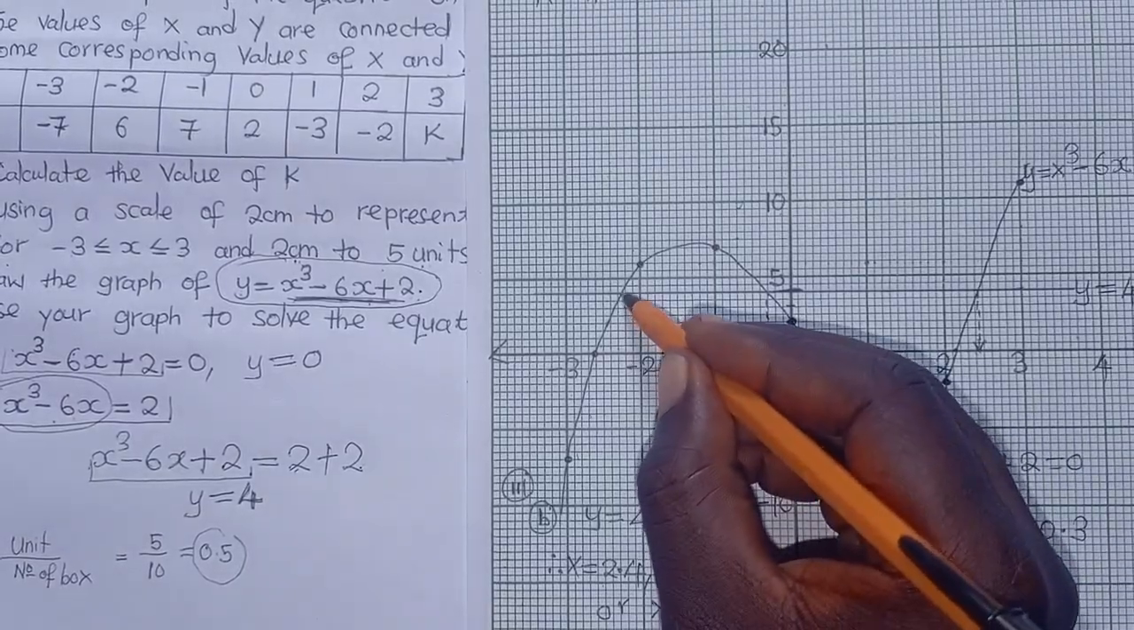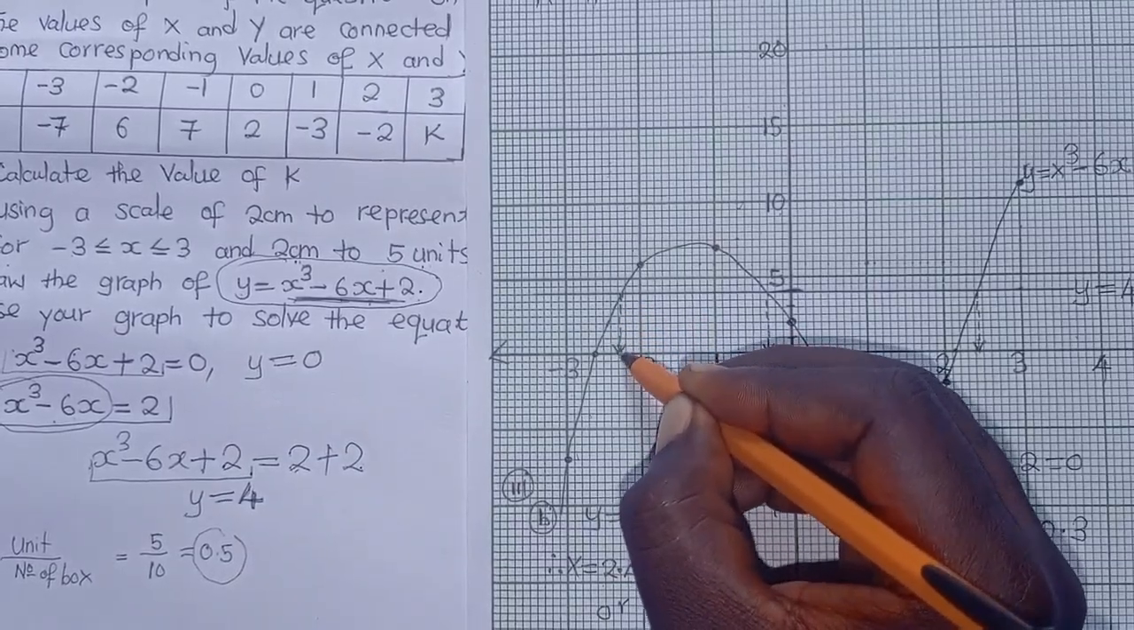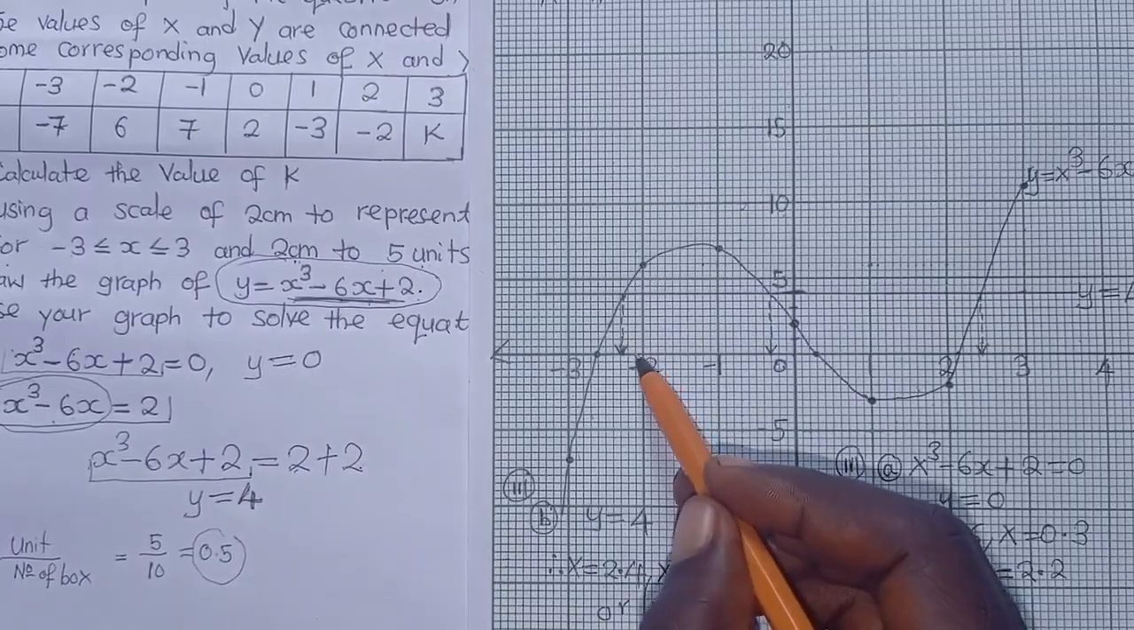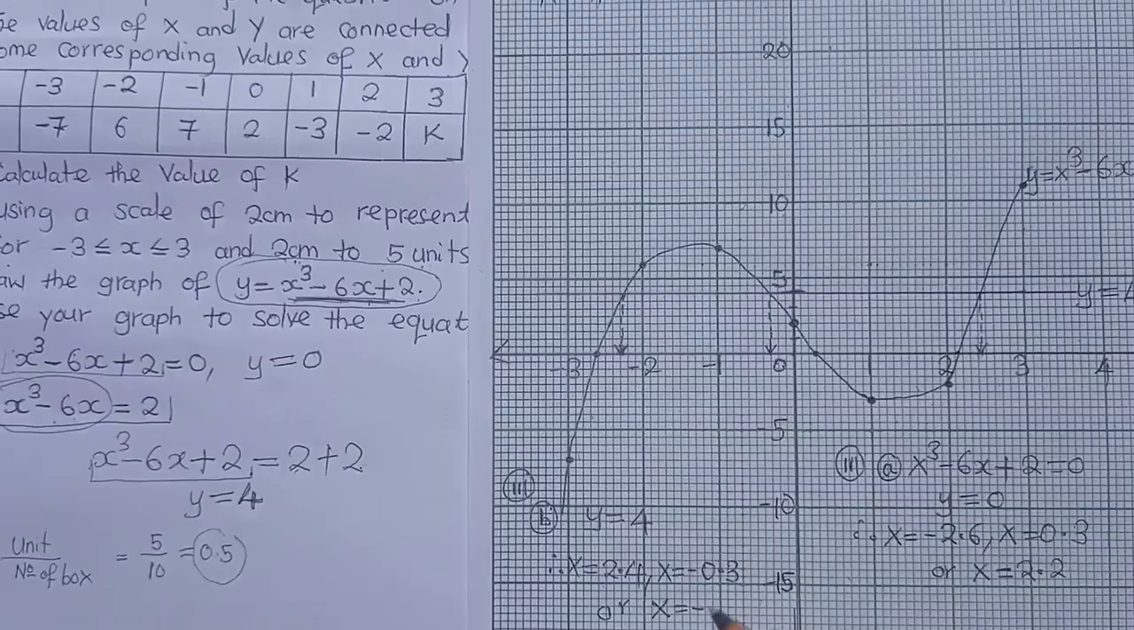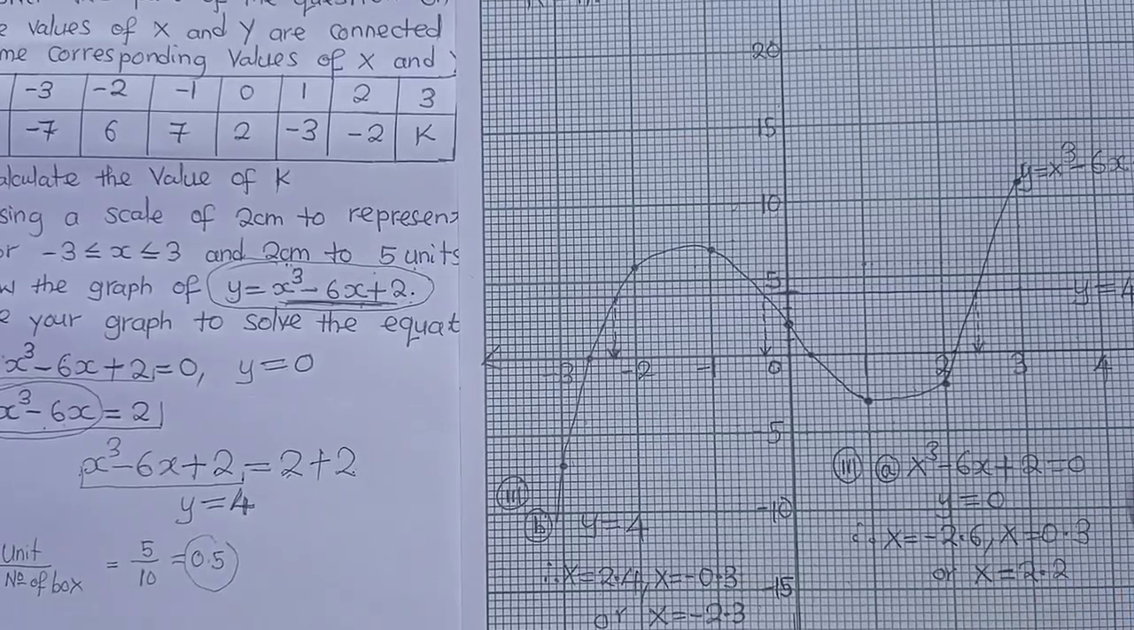Or I'm going to say, or x is equal to, where is it cutting? Even there. It is cutting even there. I go down to get the readings like this. This is where the readings are. Negative 2.123. So negative 2.3. These are the answers. I'm done.